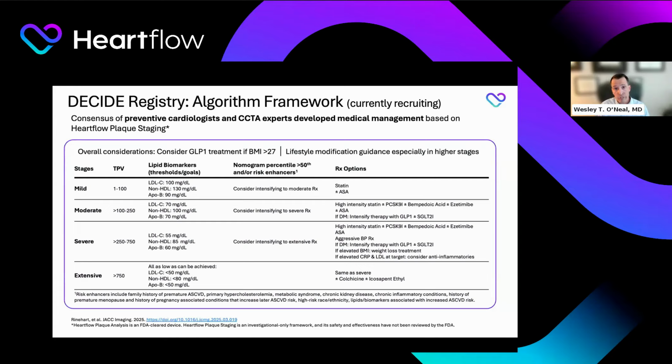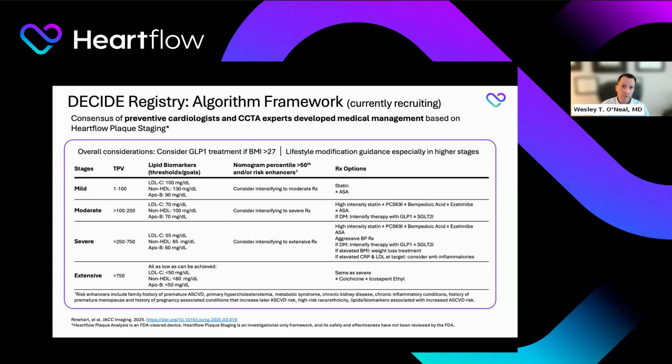What it does is it walks you through the staging of the plaque score that you get from the Heartflow tool: mild, moderate, severe, extensive. It's going to give you that score of plaque, which puts you in that category. It's going to give you lipid biomarker goals and thresholds for which you should aim for these patients in these categories. It's also going to allow you to risk enhance or use the nomogram. If it's accelerated or above the 50th percentile, you may want to up classify a patient, for example, which we'll talk about with this one, meaning if you're in the mild range but above the 50th percentile, it can really help you up classify someone to treat them in that moderate range. And then it's going to give you a treatment algorithm, how to get to that lipid threshold.